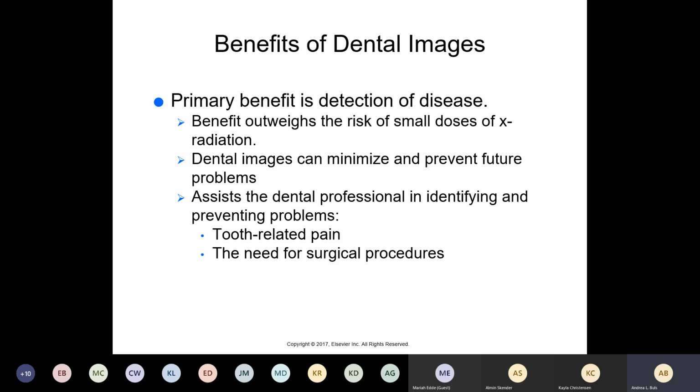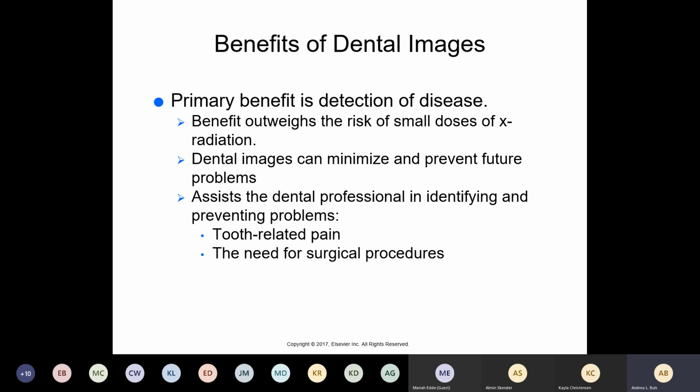The primary benefit of our x-rays is to detect disease. And if we feel that the benefit of taking the x-ray is going to outweigh the risk of the small doses of x-radiation, then we can feel okay about taking that x-ray. The dental images can minimize and prevent future problems. So hopefully if we catch something early, like decay, you can arrest it and stop it and treat it before it goes into a full-blown root canal, crown, possibly losing the tooth. So those are the things that we're trying to prevent.